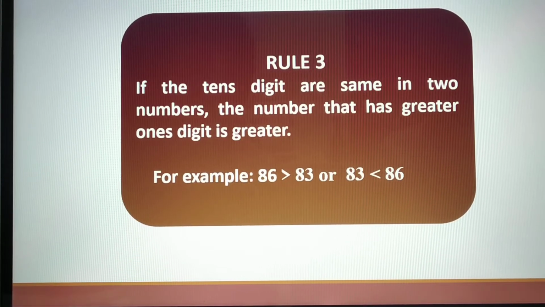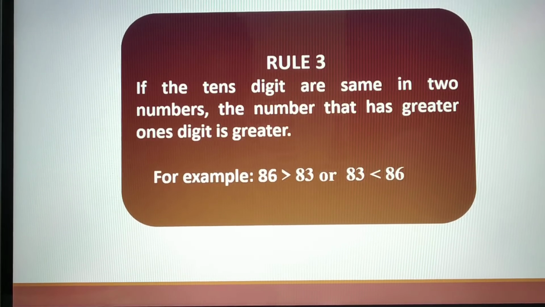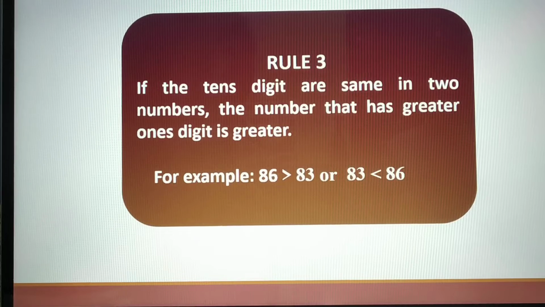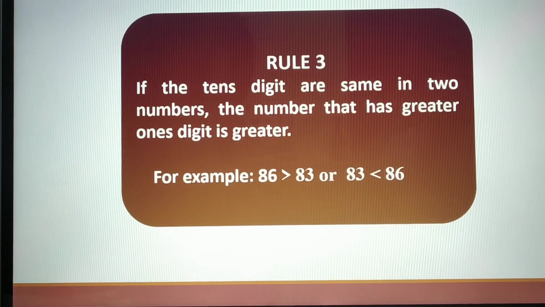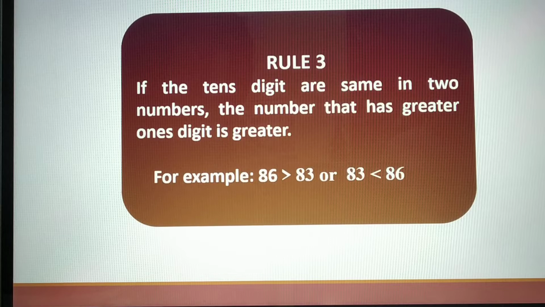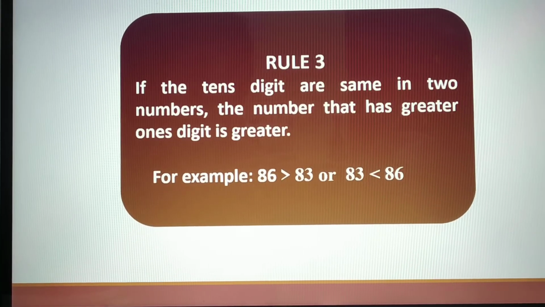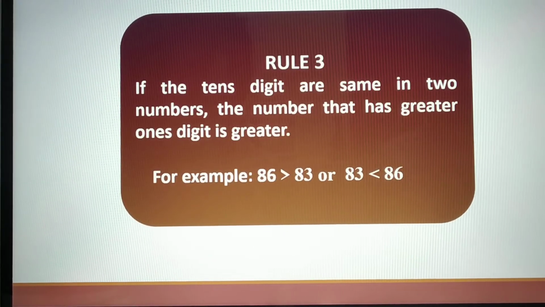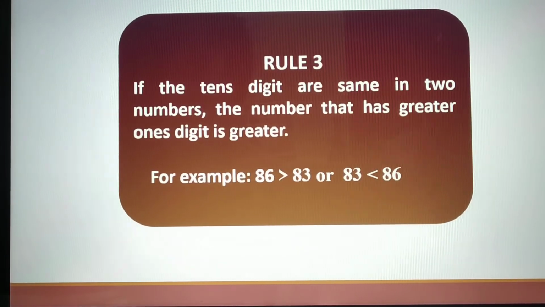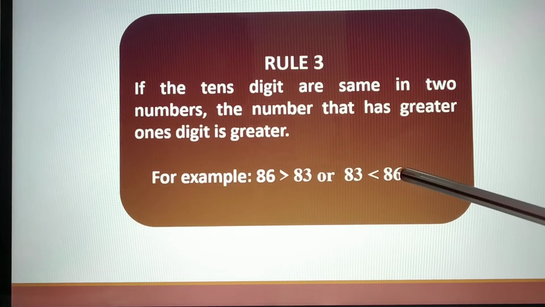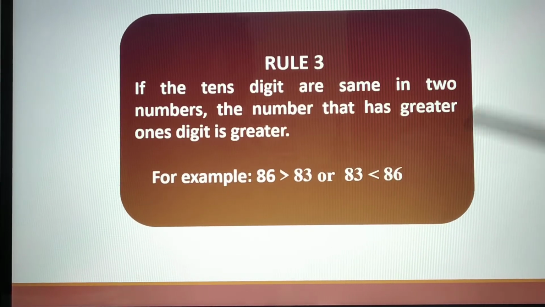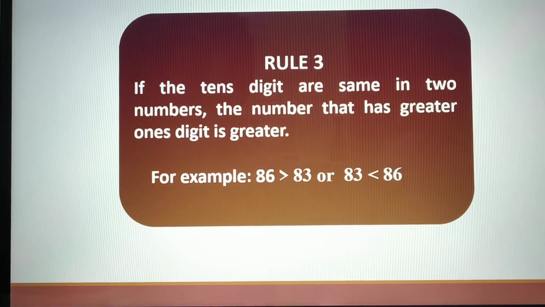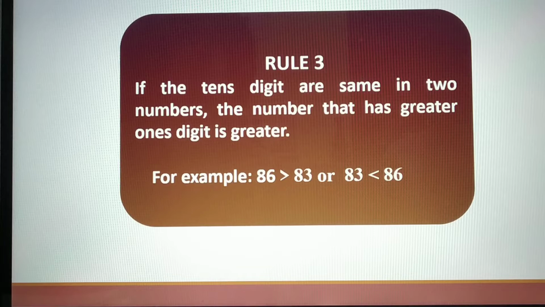If in the tens place both the numbers are equal, means same tens, you then look at ones place. Here 6 ones, here 3 ones. Which is bigger, 6 or 3? 6. So 86 is greater than 83 or bigger than 83. Okay. Similarly, here again 8 tens, here also 8 tens. But here 3 ones, here 6 ones. So 83 is less than 86. Understood?